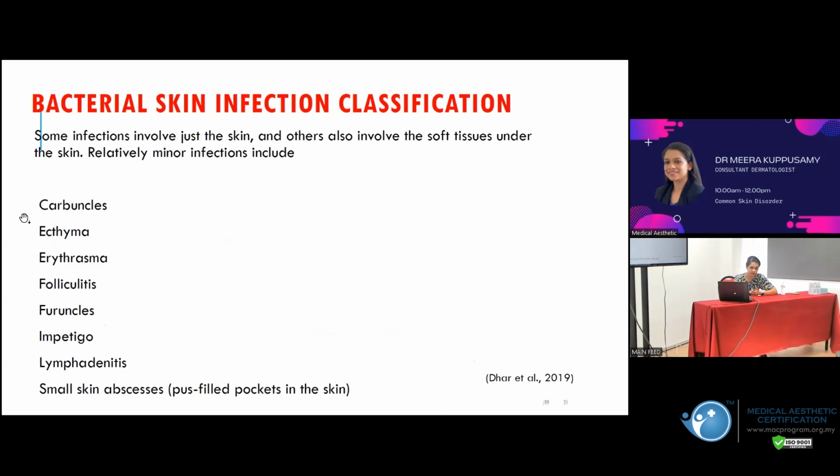Ecthyma basically looks like a small black eschar. Erythrasma is a bacterial infection generally involving the axilla and the feet, and it is always misdiagnosed as fungal. Folliculitis is inflammation of hair follicles. When there are many folliculitis lesions, they come together and can form furuncles, which are like boils. Then impetigo is more superficial, then lymphadenitis, and then you can get abscess.